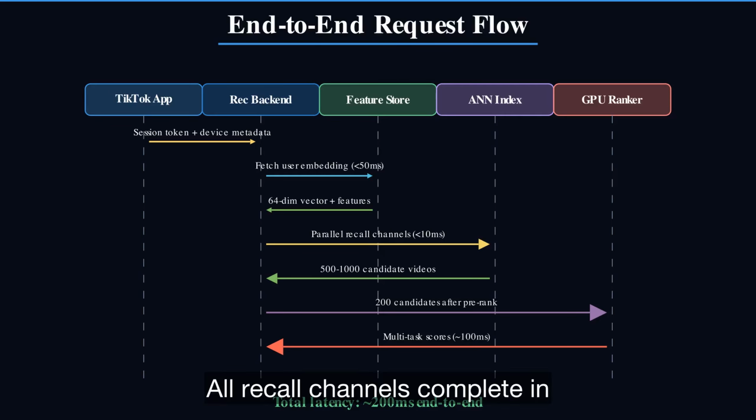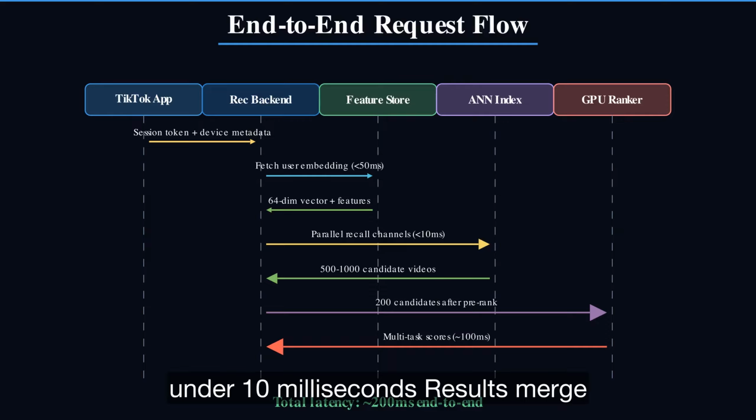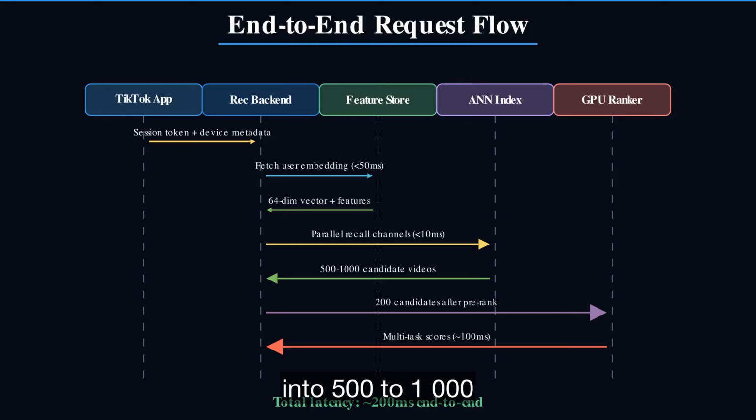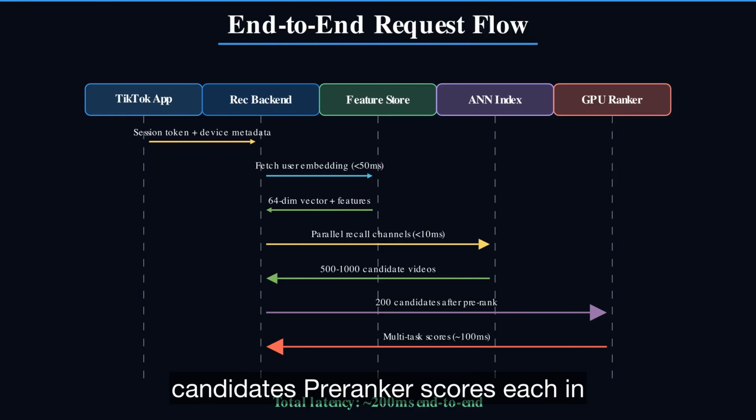All recall channels complete in under 10 milliseconds. Results merge into 500 to 1,000 candidates. Pre-ranker scores each in under 20 milliseconds. Heavy GPU ranker runs multitask inference on 200 candidates, about 100 milliseconds total.